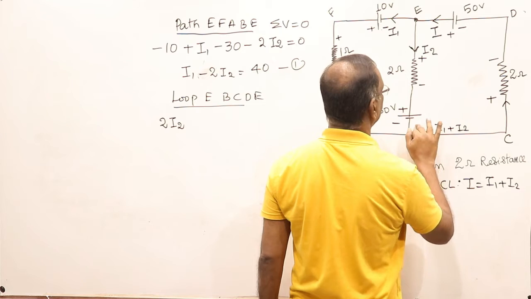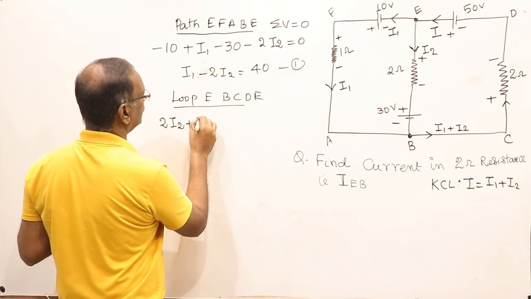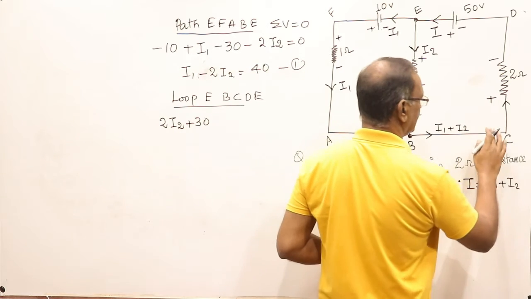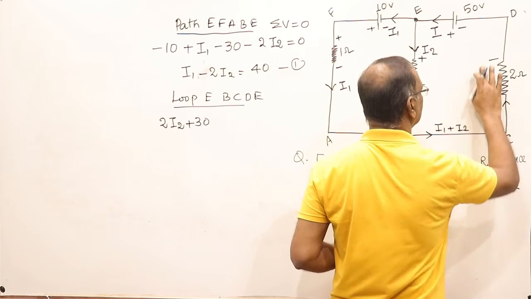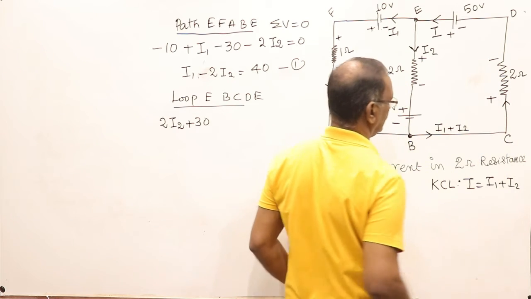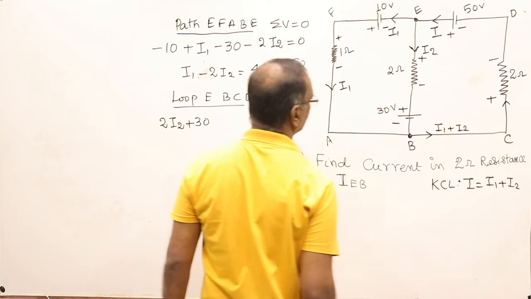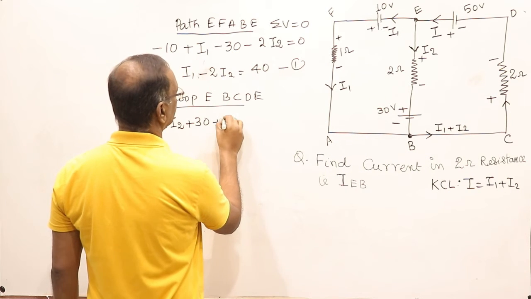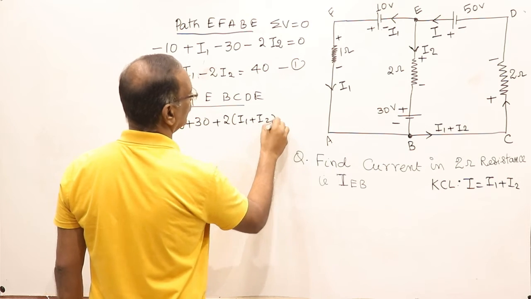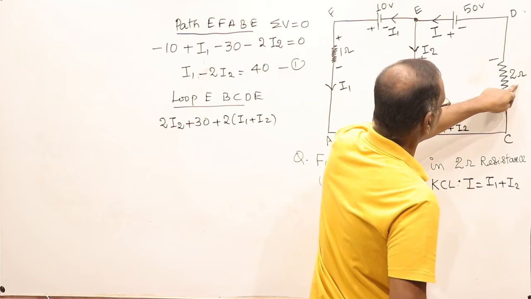Again here, positive, negative, we are coming plus 30. This is positive EMF plus 30, this is positive voltage plus 30. Again, here current I1 plus I2 is flowing from here to here. It means we are going this way, positive, that is current I into R. It will be positive 2 into I1 plus I2, because the current flowing through this is equal to I1 plus I2 and the resistor is 2.